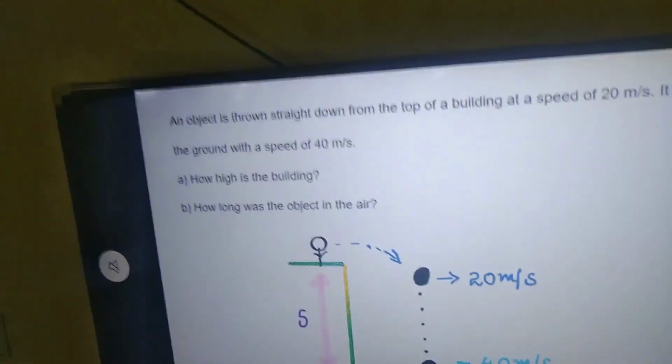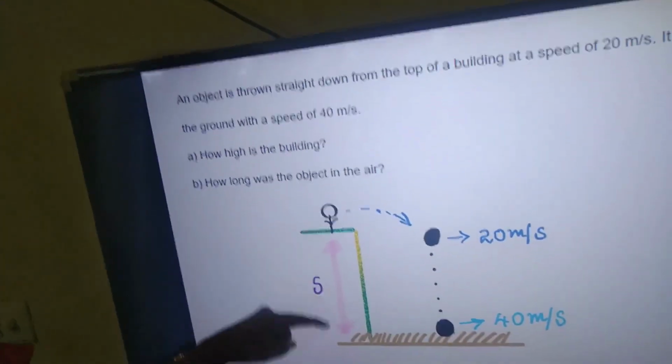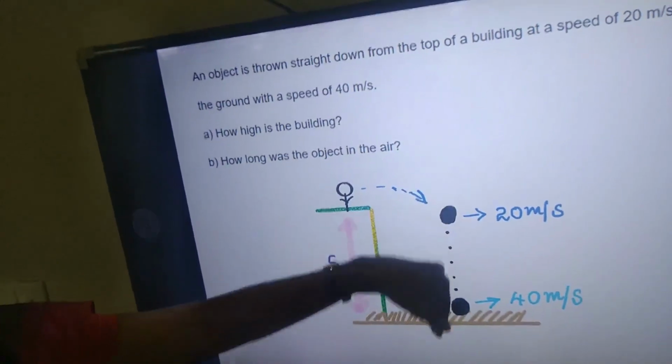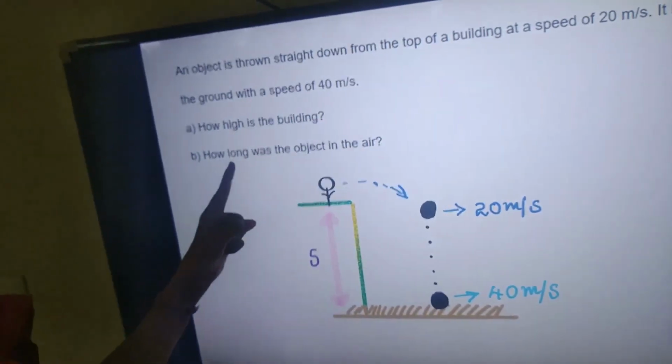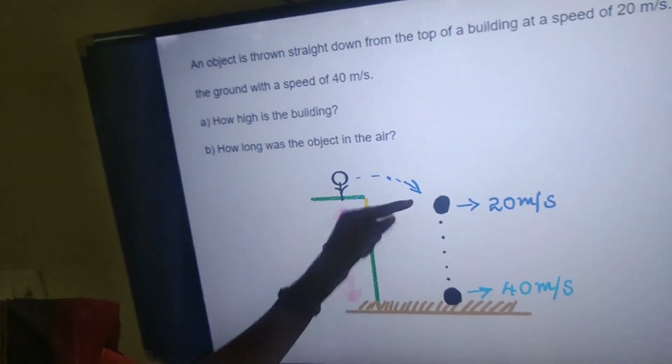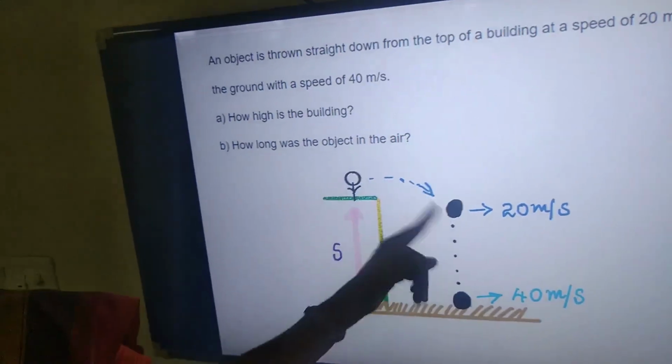And again, this is also the case of uniformly accelerated motion. So how high is the building? That means how far the object travelled before it touches the ground. So you have to find the distance travelled. Also you have to find how long the object was in air. Before the object touches the ground, how much time did this object spend in air? So T also you have to find.